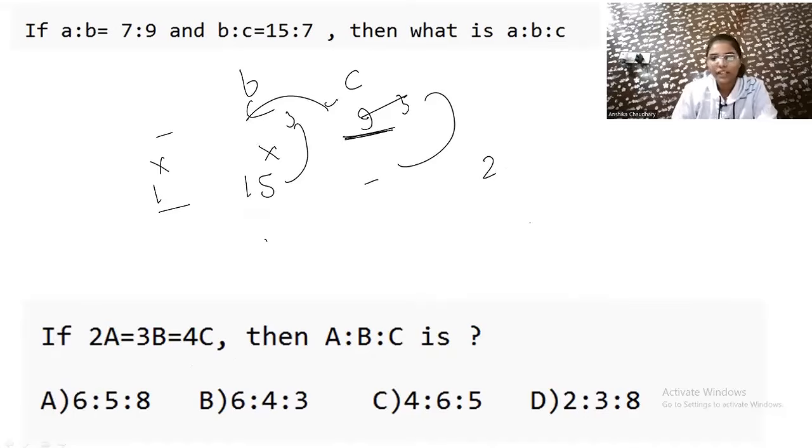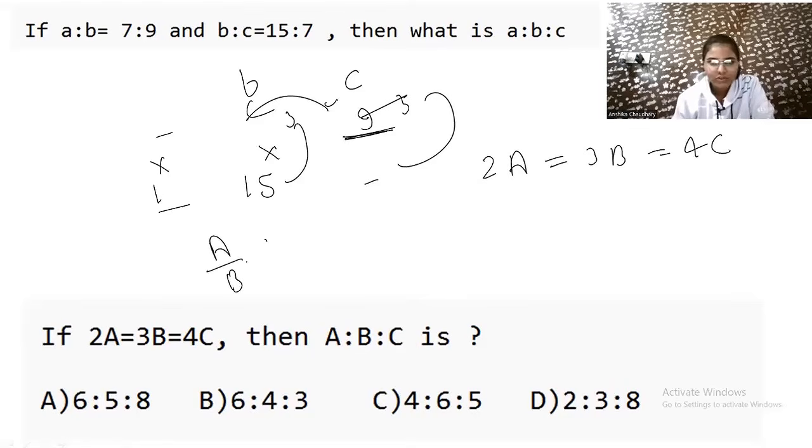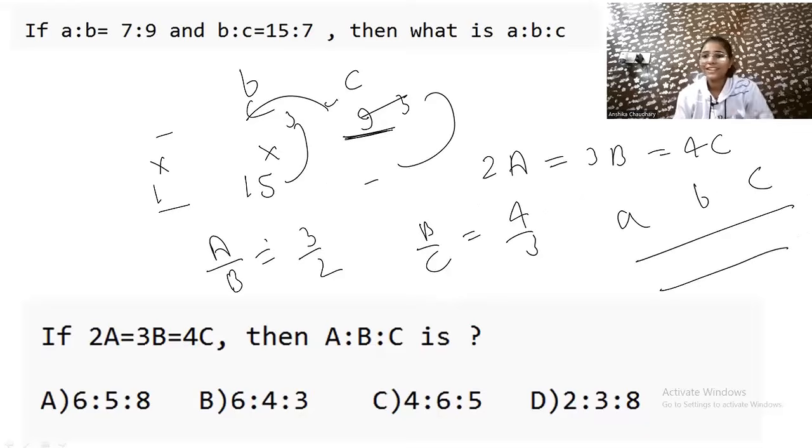So you need to find out the ratio of these: 2a equals 3b equals 4c. You don't need to go like this: a ratio b will be 3 ratio 2, then b ratio c will be 4 ratio 3, and then combine these and fill the blanks with numbers and so on. You don't need to do this.